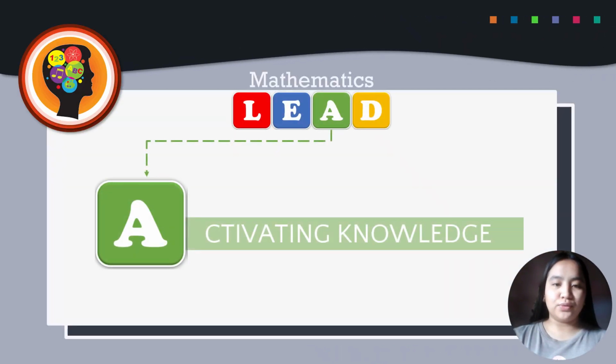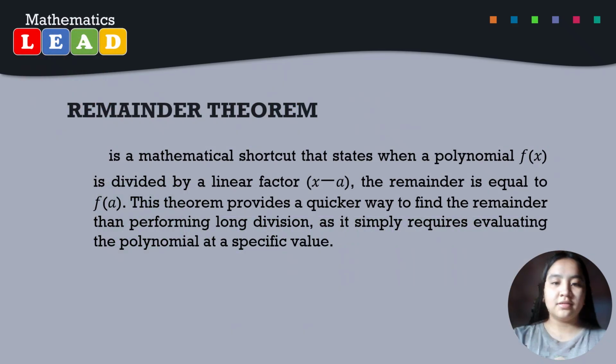Let's move on to our activating knowledge. The remainder theorem is a mathematical shortcut that states when a polynomial f(x) is divided by a linear factor x minus a, the remainder is equal to f(a). This theorem provides a quicker way to find the remainder than performing long division, as it simply requires evaluating the polynomial at a specific value.